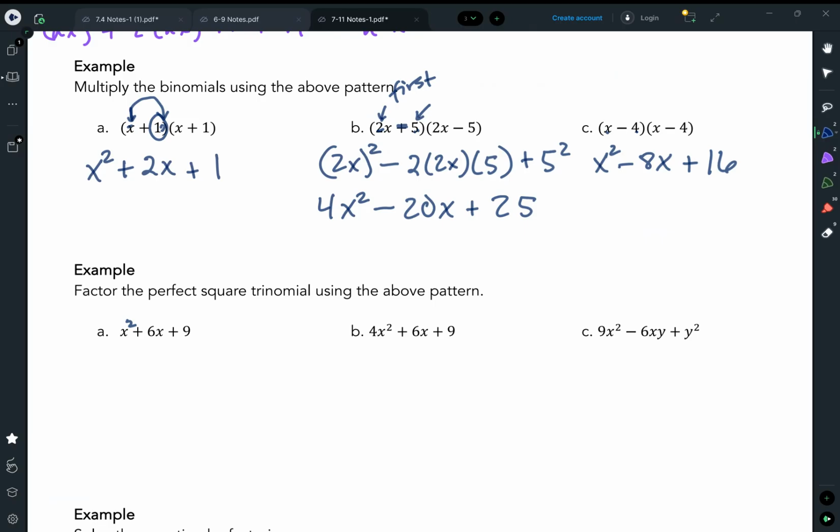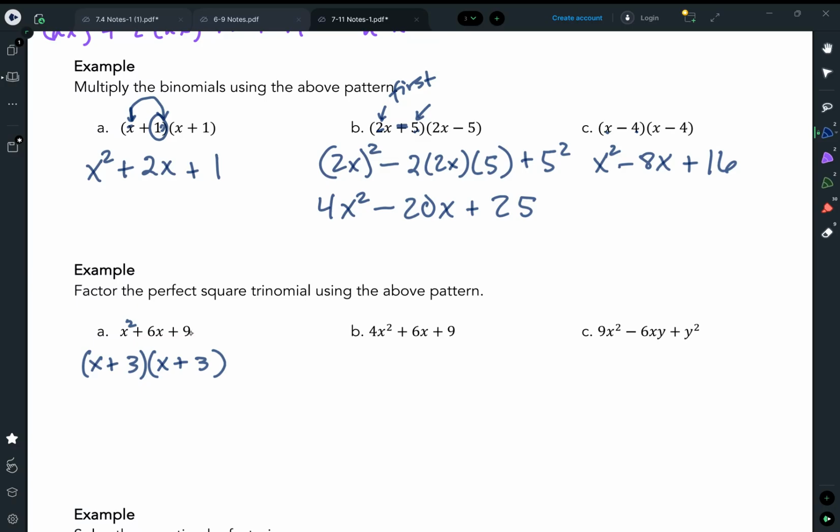All right, so if it's x squared plus 6x plus 9, when I go to factor it, the square root of x squared is just x, and the square root of 9 is 3, so I should have x plus 3 times another x plus 3. We could still look to see if our middle term works.